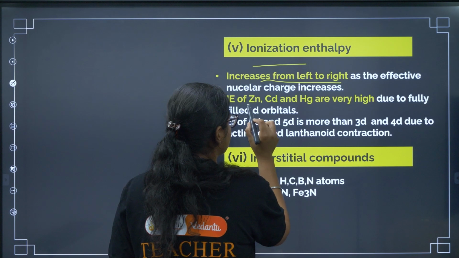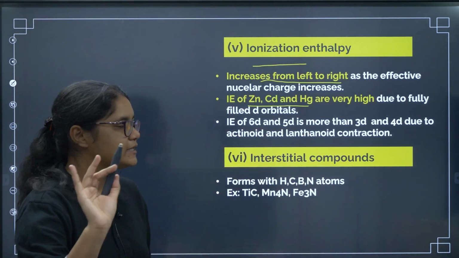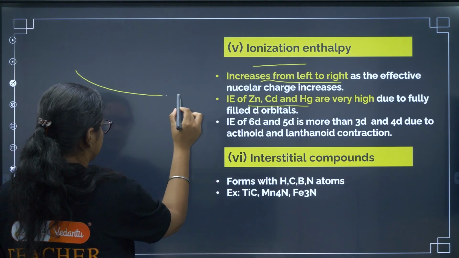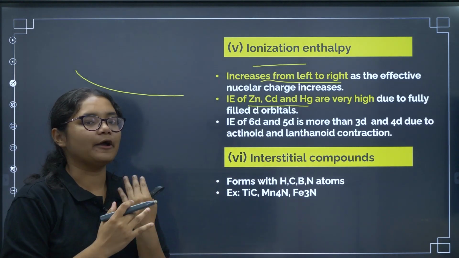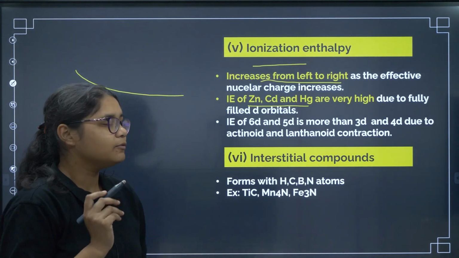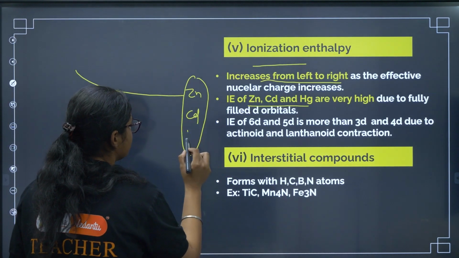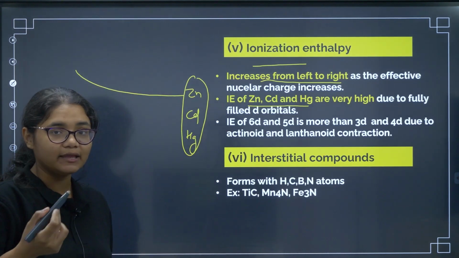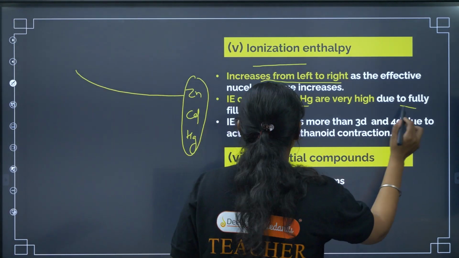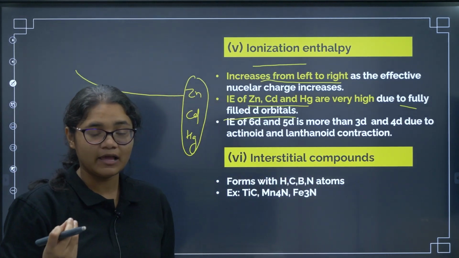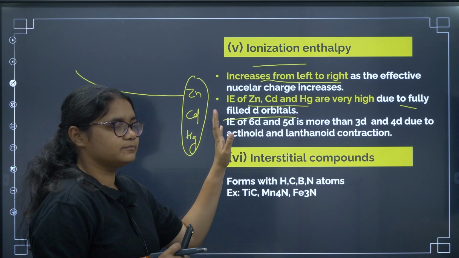Now here one more important thing is there. Zinc, cadmium and mercury have very high ionization enthalpy. Along a period it is very clear that the ionization enthalpy will be high, but what is strange is that zinc and these last elements have a value much higher than expected. The reason is that they have fully filled d orbitals. It is very stable, so it is very difficult to remove an electron from there. So that is why this is the statement.